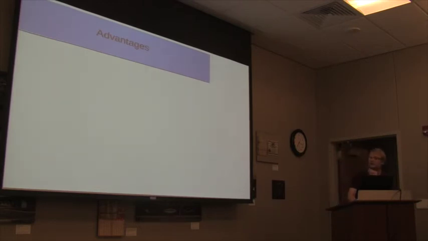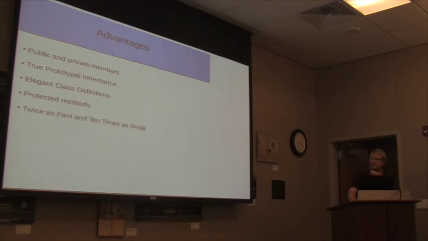So here's all the things that we can do with this pattern. We have public and private methods, prototypal inheritance, elegant class definitions, protected methods. It's twice as fast and 10 times as small as the classical pattern or the module pattern. You don't have an init method anymore. You just call new and it automatically calls your constructor that you provide. It also provides you with a default constructor. If you can't afford a constructor, one will be provided for you.